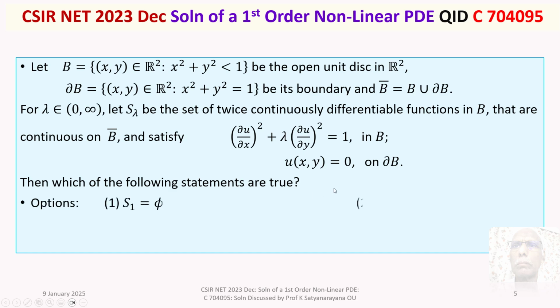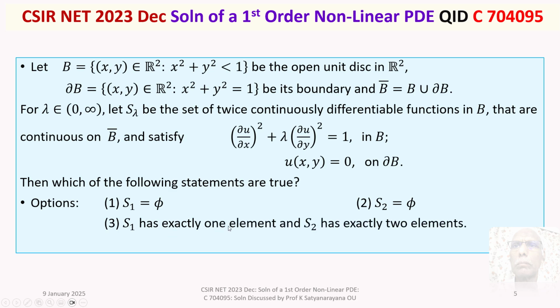We are given 4 options. Option 1, for the value of lambda equal to 1, S1 is empty. Option 2, S2 is empty. Option 3, S1 has exactly one element and S2 has exactly 2 elements. Option 4, S1 and S2 are both infinite sets.